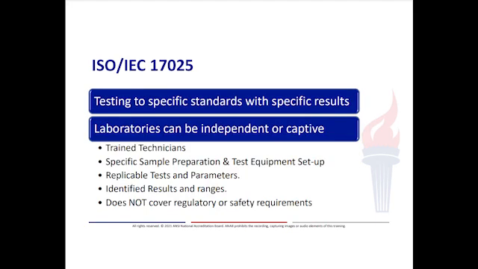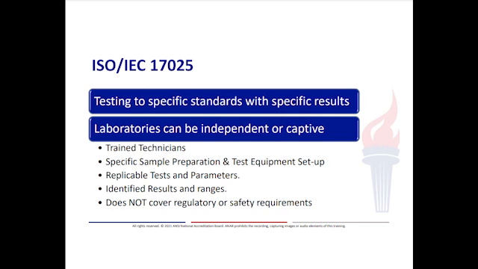With ISO 17025, you're testing to a very specific standard and you're producing very specific results. Now, 17025 laboratories can be either independent or captive operations. Independent means that they are independent of the organizations that they're doing testing for. Captive means they are part of that organization. You have to have technicians who are trained. You have to have specific sample preparation and test equipment setup. And for those of you that are familiar with 17025, that sample preparation and how you do that can have a tremendous impact upon the end results.